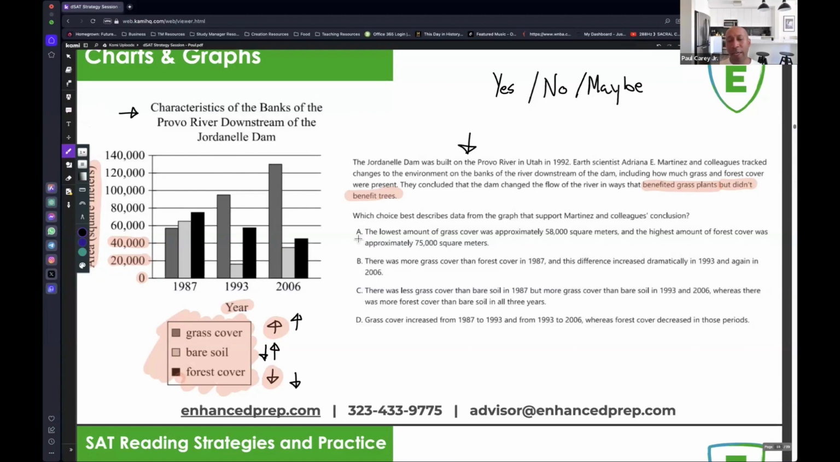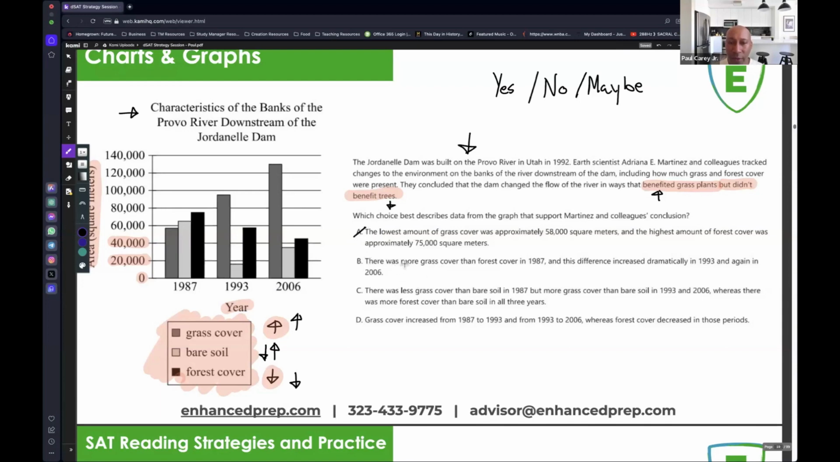And then we can get rid of the answer choices at the end. So let's check out this first one. The lowest amount of grass cover was approximately 58,000 square meters, and the highest amount of forest cover was approximately 75, blah, blah, blah, right? So what we can say is that in this case, this may have been true, right? But does that support the information that we're talking about with respect to benefiting grass and benefiting trees? Well, it doesn't. It talks about the amounts, but it doesn't necessarily help us out overall. So we can get rid of this one.